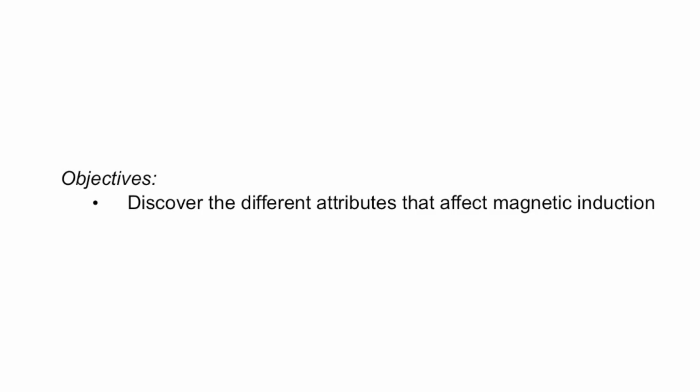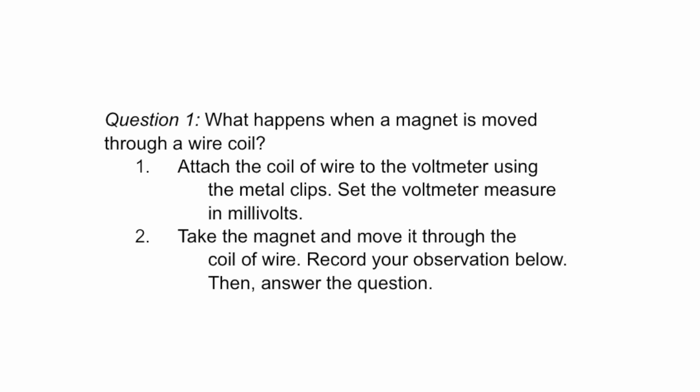Let's return back to the objective of this lab. The objective is to discover the different attributes that affect magnetic induction. Question 1. What happens when a magnet is moved through a wire coil? 1. Attach the coil of wire to the voltmeter using the metal clips. Set the voltmeter to measure in millivolts. And 2. Take the magnet and move it through the coil of wire. Record your observations below, then answer the question.